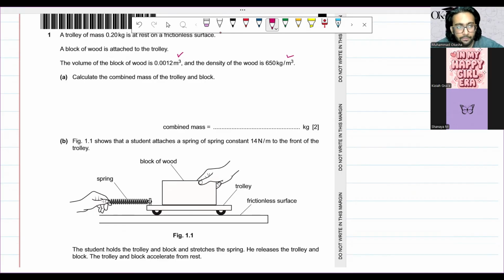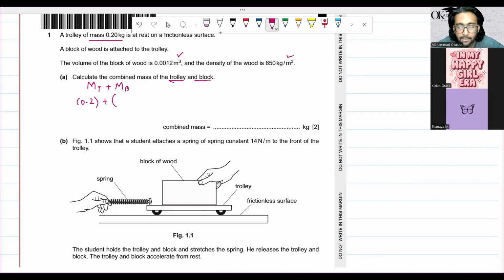Well, the first thing you have to do over here is calculate the combined mass of the trolley and the block. So what's the mass of the trolley? We know the mass of the trolley is 0.2. So mass of the trolley plus mass of the block, right? Mass of the trolley is 0.2. You need to worry about that. Plus mass of the block.